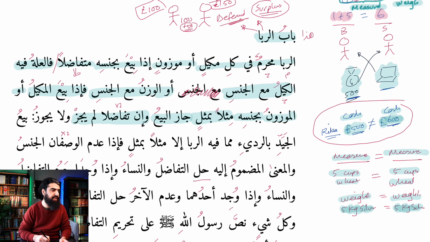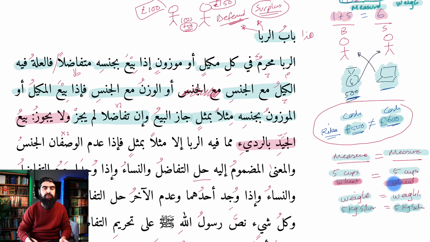Okay, next. Wa la yajuzu, it's not permissible to sell al-jayyid bil-radi, high quality for low quality. So let's say I had 5 cups of high quality wheat for 5 cups of low quality wheat. Then it has to be equal in that as well. So I have really premium quality wheat in exchange for low quality. It has to be equal. You can't say, oh, but this is low quality.